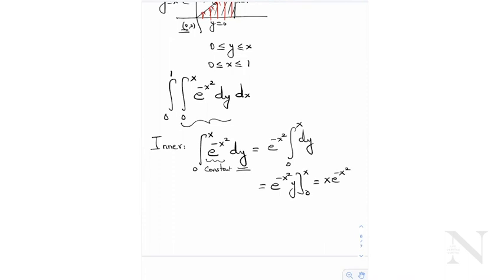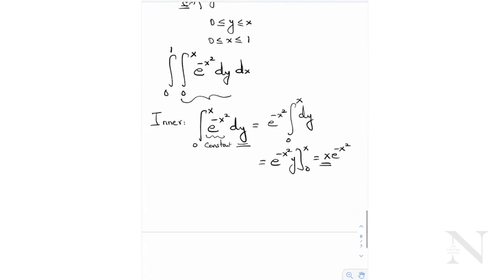Now we have some hope because we have an extra term sitting in front. That gives us some hope. If you have done some integration in your calculus 1 and you remember it, you probably know what I'm talking about. So now the outer integral: 0 to 1, x e to the power of negative x squared dx.